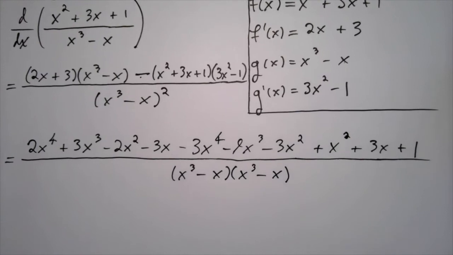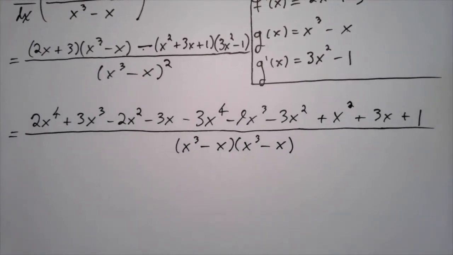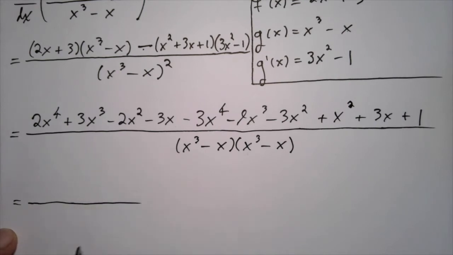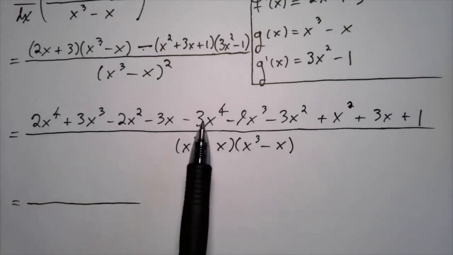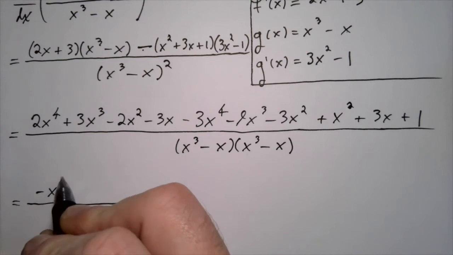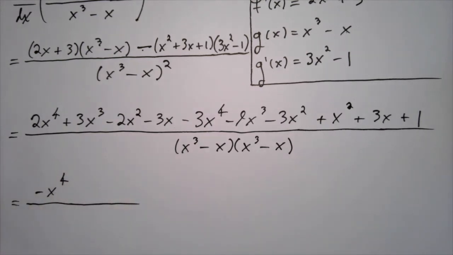All right. Now, when you have something so large like this, you really have to be careful as you combine terms. So here we go. Let's add together the powers of x that are the same, we have 2x to the fourth minus 3x to the fourth. So that's a minus x to the fourth.